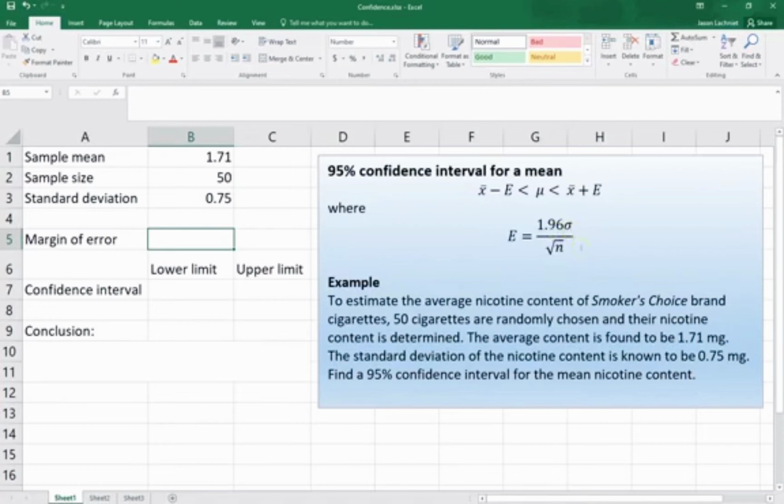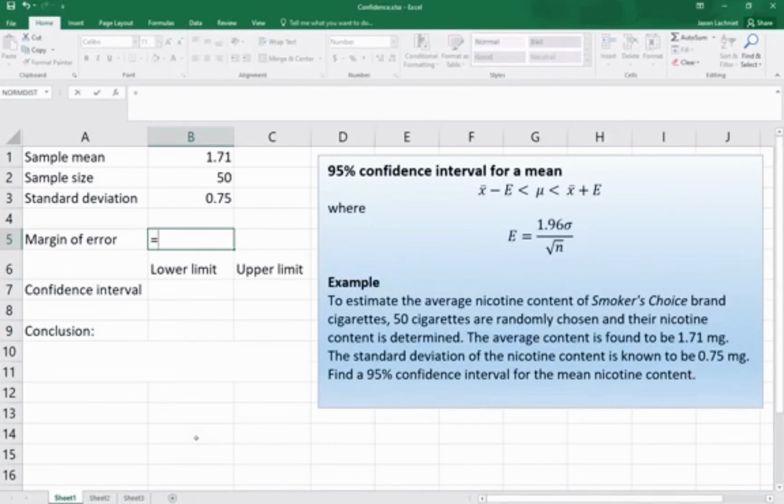Now we'll use the formula here to calculate a margin of error, and that's 1.96 times the standard deviation divided by the square root of the sample size. 1.96 is the critical value that corresponds to 95% confidence. So if we were doing a different confidence level, we could look up the correct value to replace the 1.96.